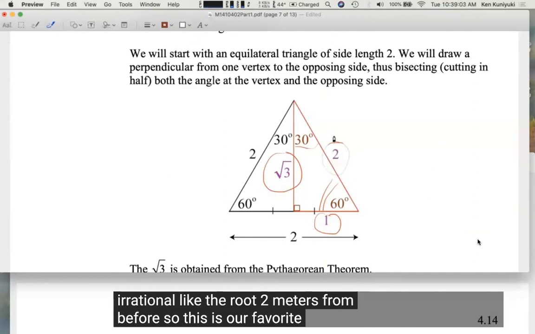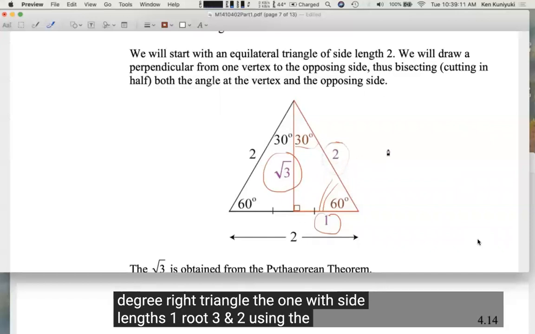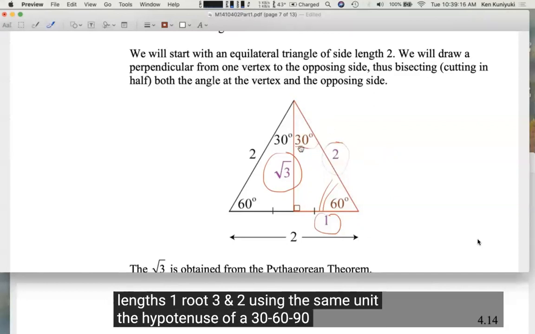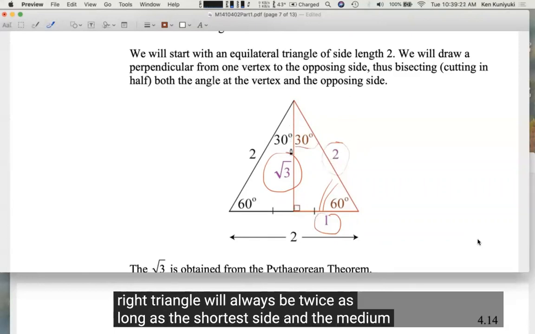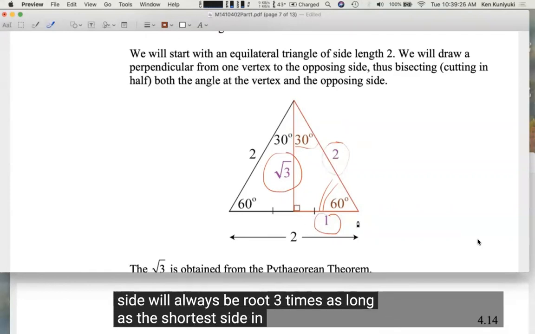So this is our favorite 30, 60, 90-degree right triangle. The one with side lengths 1, root 3, and 2, using the same unit. The hypotenuse of a 30, 60, 90-degree right triangle will always be twice as long as the shortest side, and the medium side will always be root 3 times as long as the shortest side.